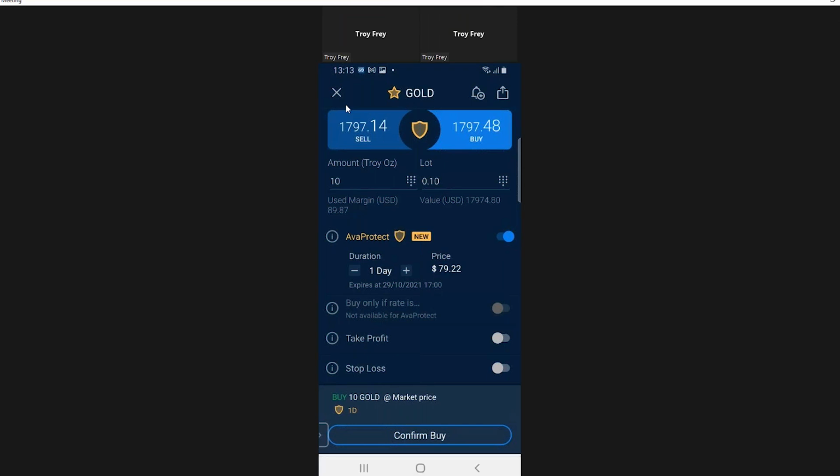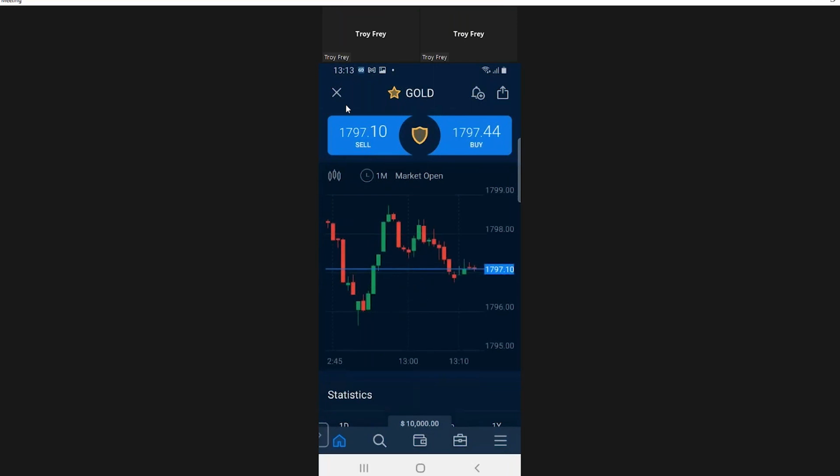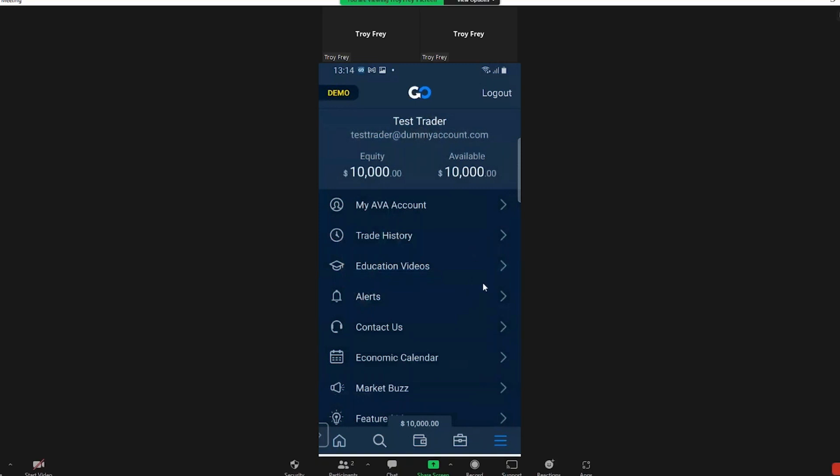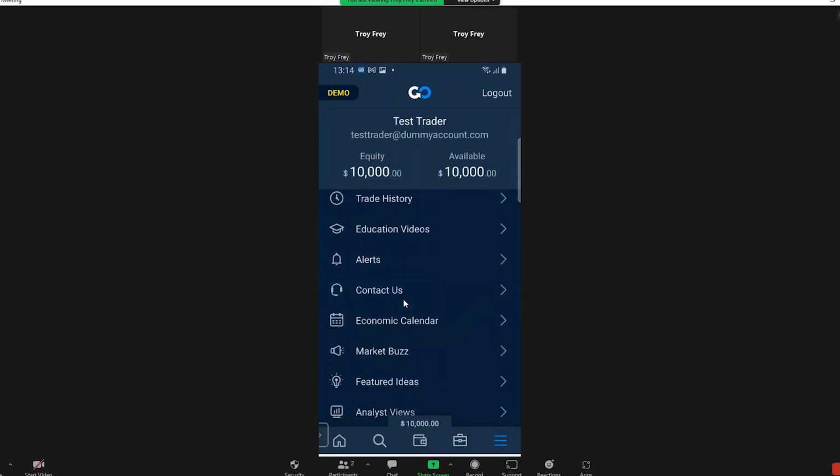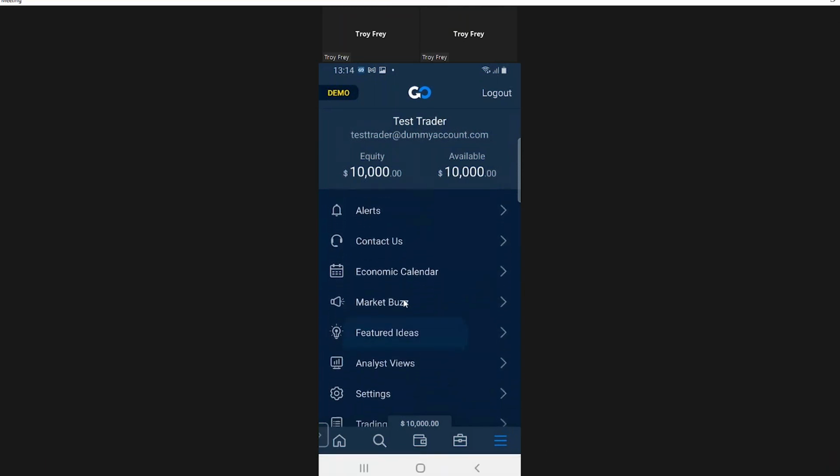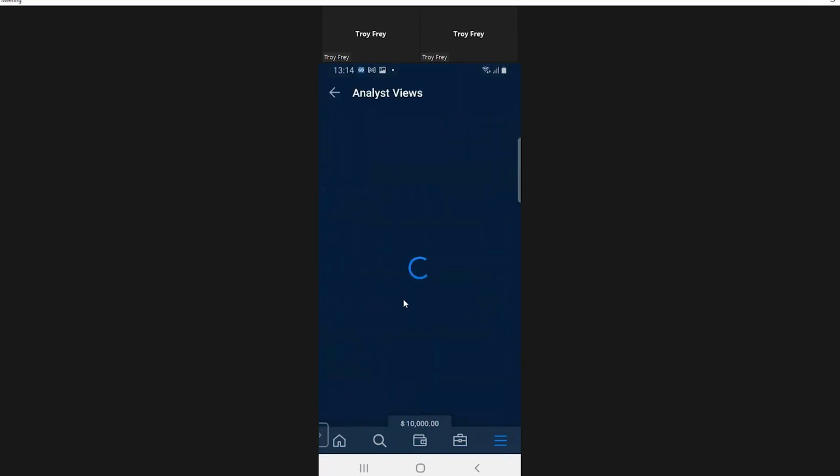So now, if I want to leave the order window here and go back, let's look at some other features, by the way. Since we're talking about technical analysis, I tapped on the lines down here, and as I tapped on the lines, it brought up other options on the app. And since we're talking about technical analysis, we'll look at that. You see, if we look at featured ideas or analyst views, let's bring up analyst views.